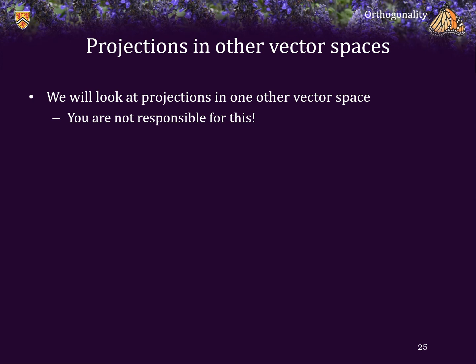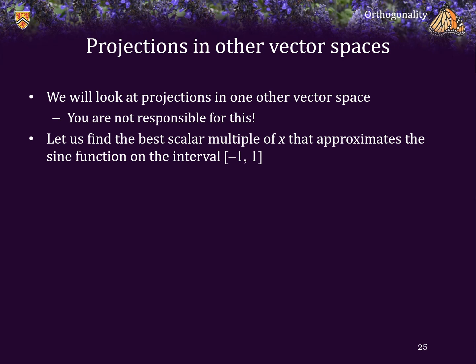Now we're going to look at projections in other vector spaces. However, you are not responsible for evaluating these on any examination. Let us find the best scalar multiple of the polynomial x that approximates the sine function on the interval from -1 to 1.